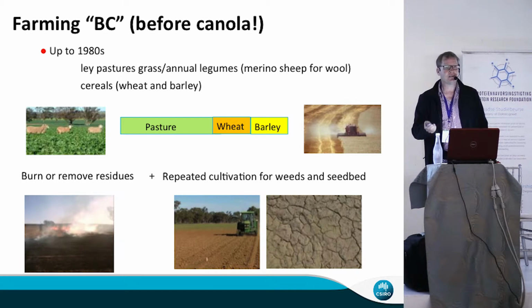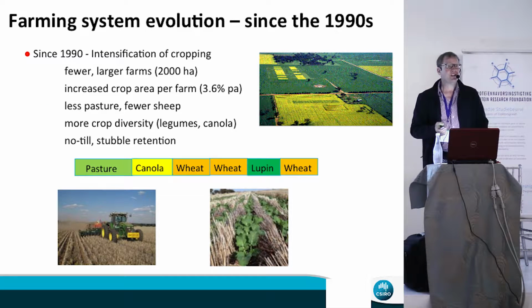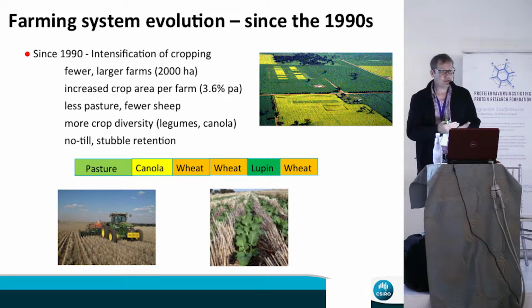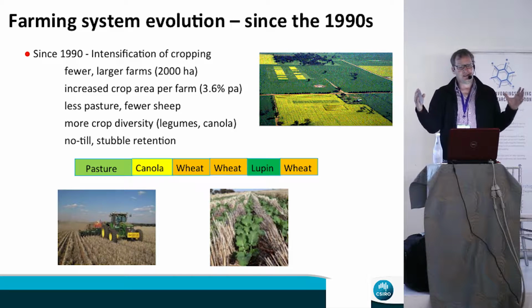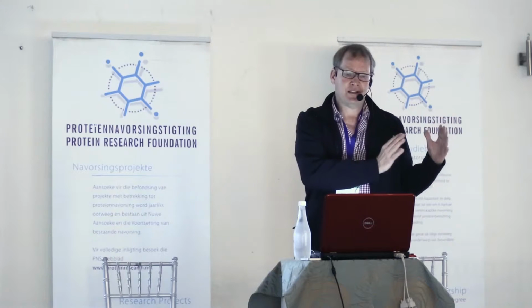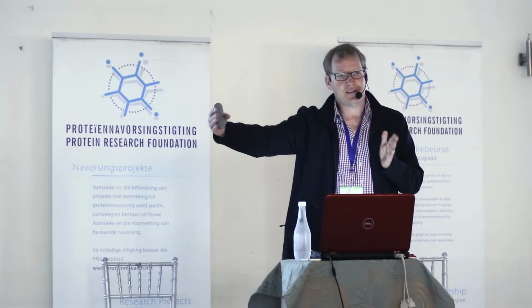This was the system that persisted in Australia until the 1990s, when we had herbicides and the introduction of no-till farming, and pasture systems, the cropping intensified and became more diverse, particularly on the back of crops like canola and lupin. The pasture phase became shorter and the cropping phase extended.